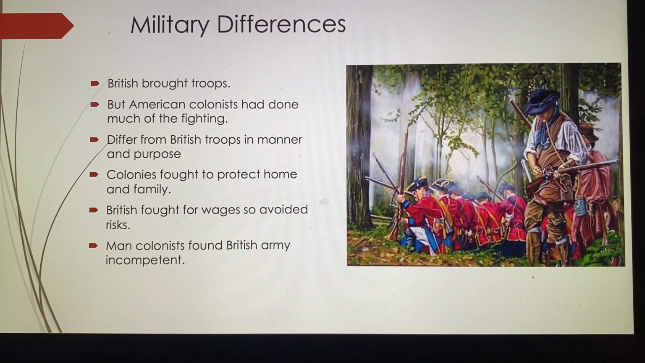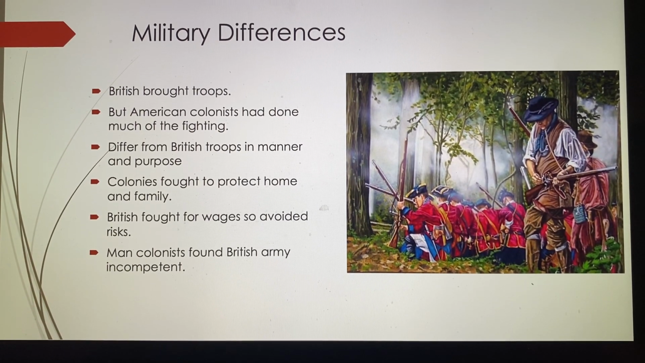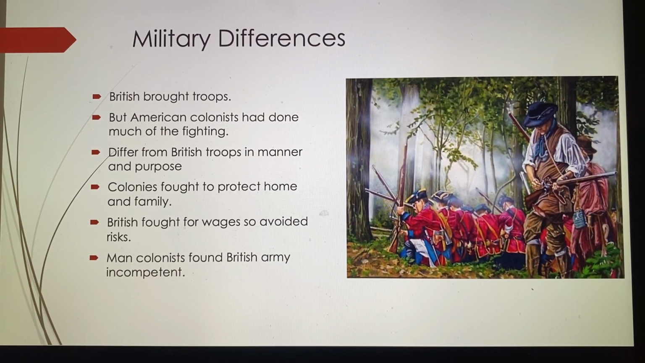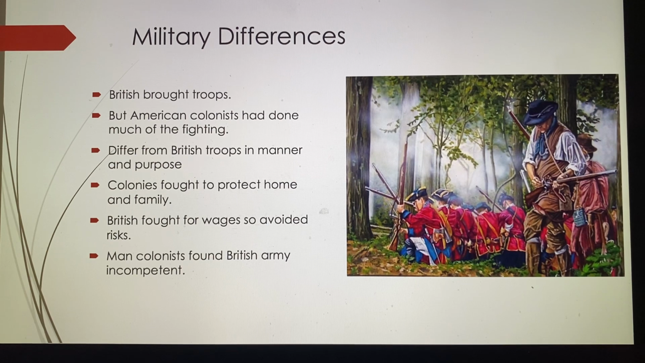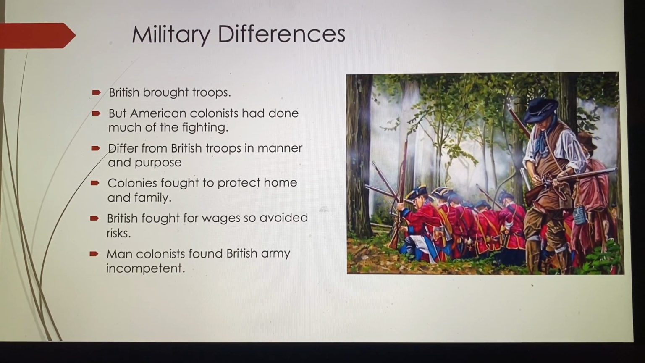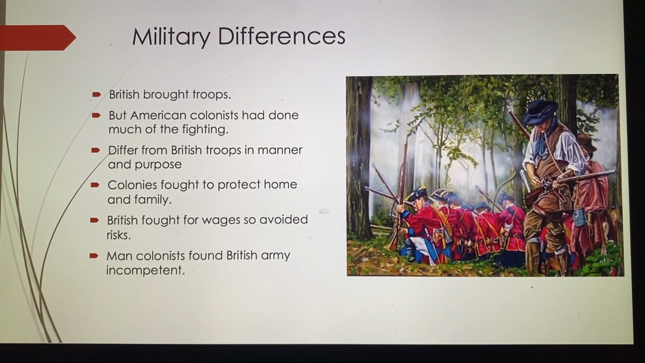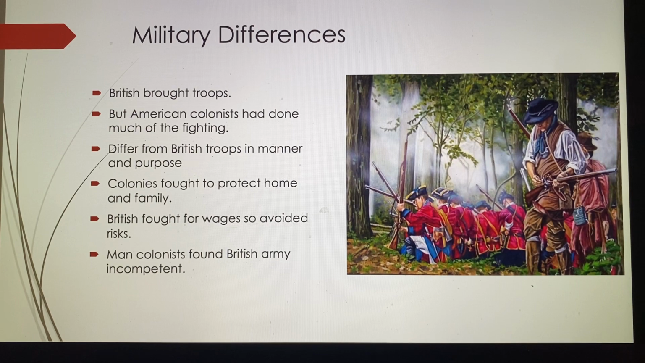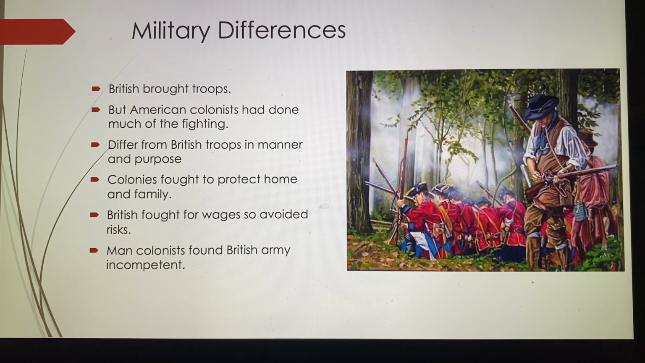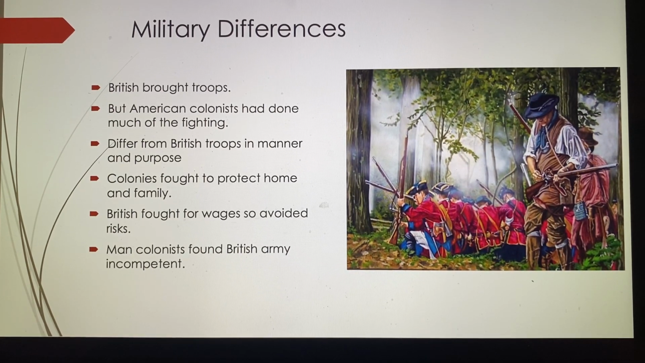Military differences. Well, the British brought their troops, but American colonists had done much of the fighting. Why? Because Americans lived there, right? And they differed from the British troops in manner and purpose. The colonists fought to protect their home and their family. But the British fought for wages or money. The British troops came and they just fought for their money and they avoided risks, because they didn't live there.